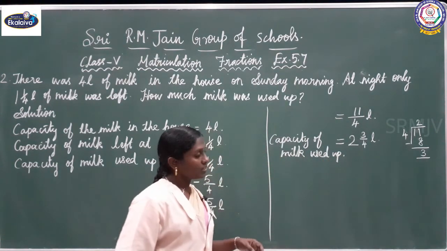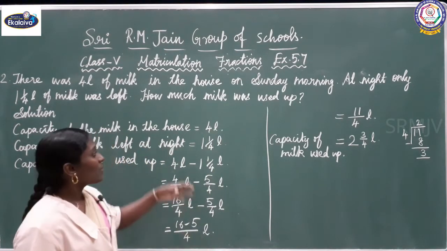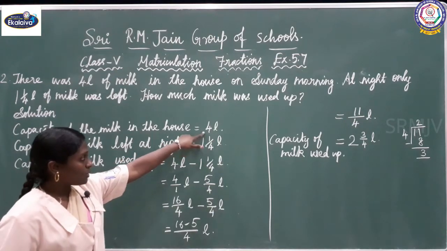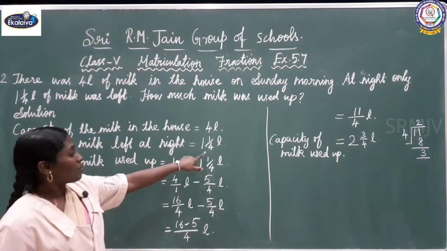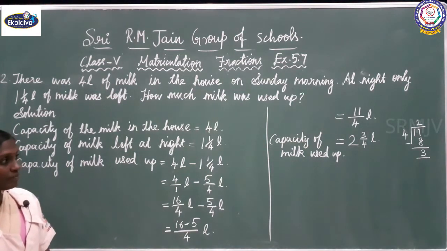Is it clear, children? So to find the amount of milk used up, we have to subtract from the total quantity minus the amount of milk left at night. Okay.